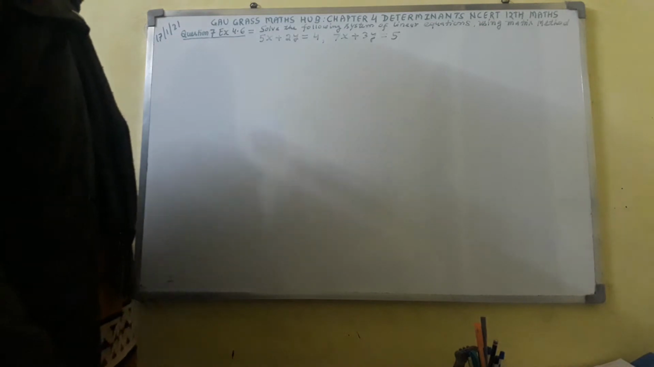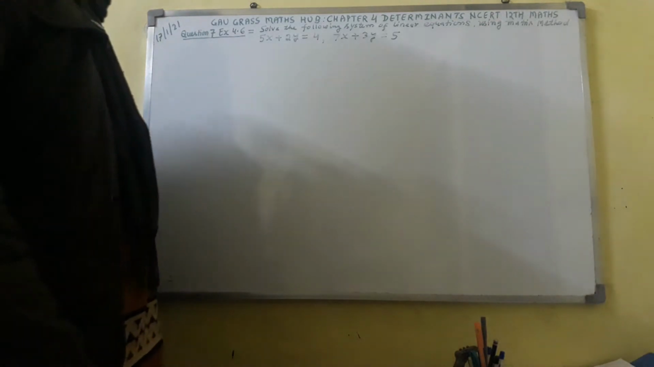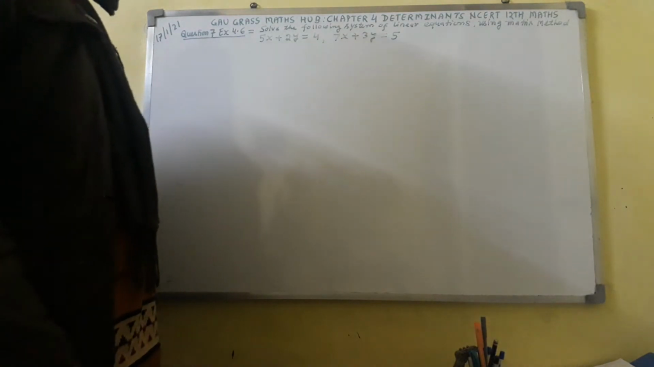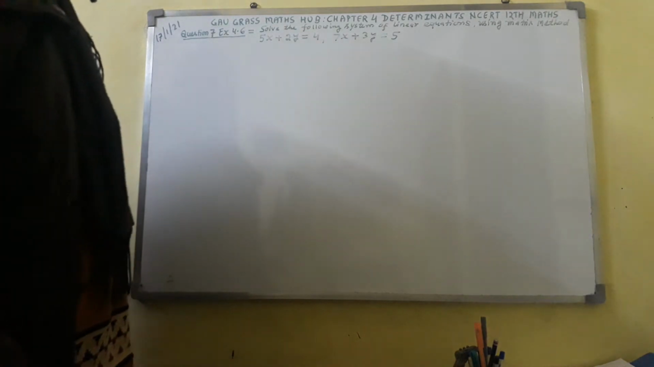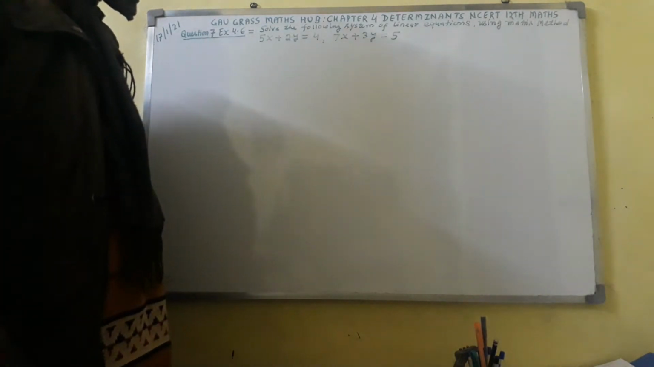Hello guys, I am from Gaugrass Math Hub. I am going to discuss question number 7, exercise 4.6. Data has been taken from chapter 4, determinants in NCERT 12 mathematics. Solve the following system of linear equations using matrix methods.